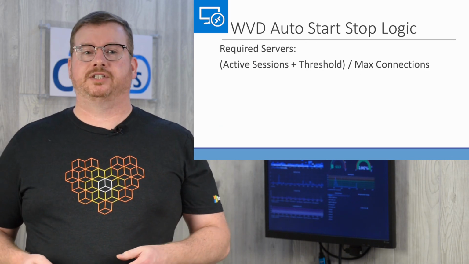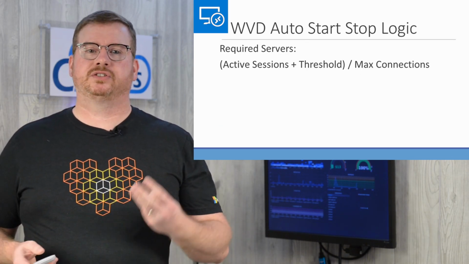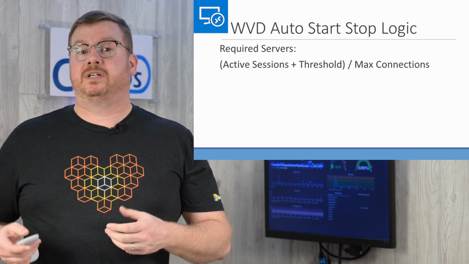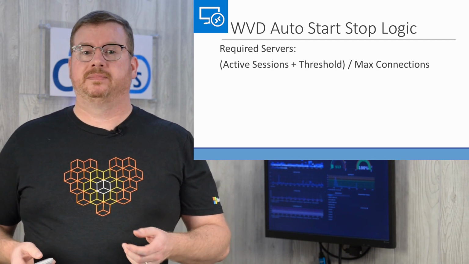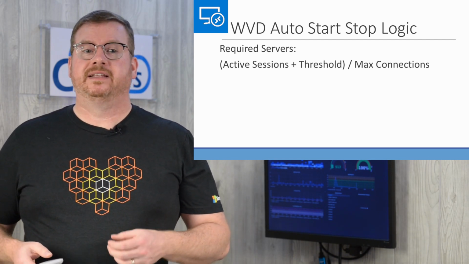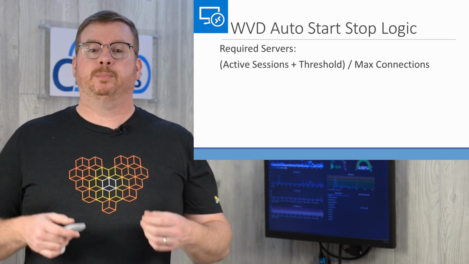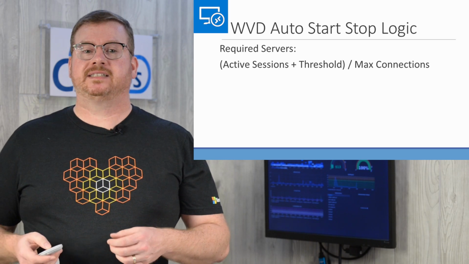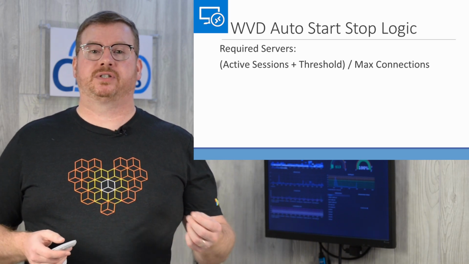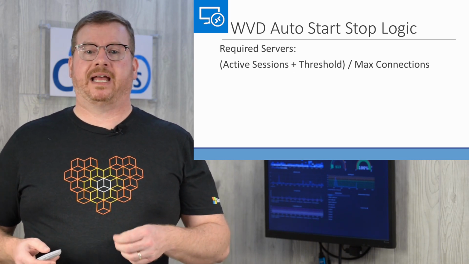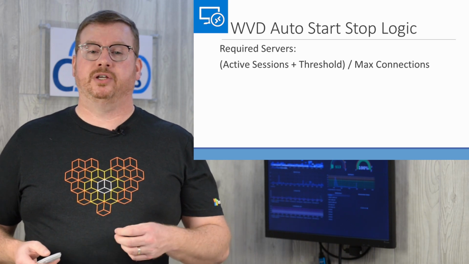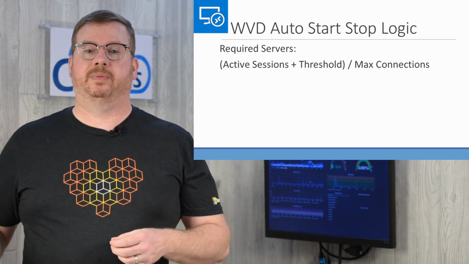Let's move on to the logic. The logic is fairly simple and requires three pieces of information. First, the number of active sessions in the pool. Next, it needs the threshold value. This is the spare capacity, the amount of sessions that should be available between each run of the script. Next is the maximum number of sessions per session host. This number is the maximum session host value used when configuring the depth-first load balancing.